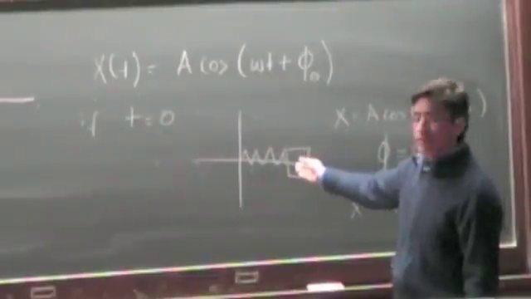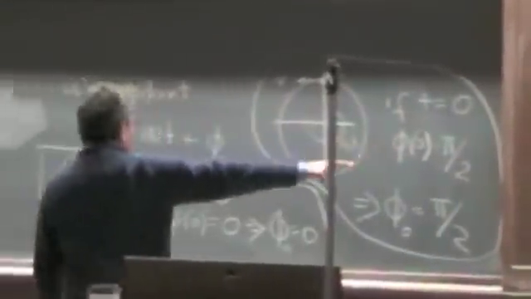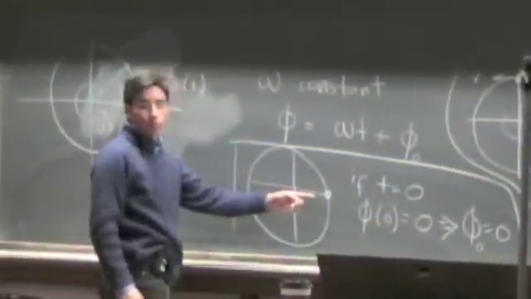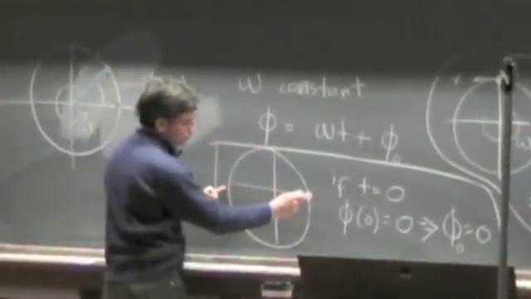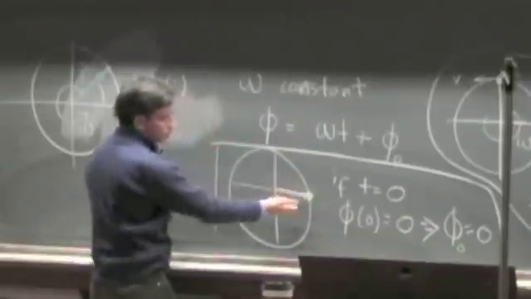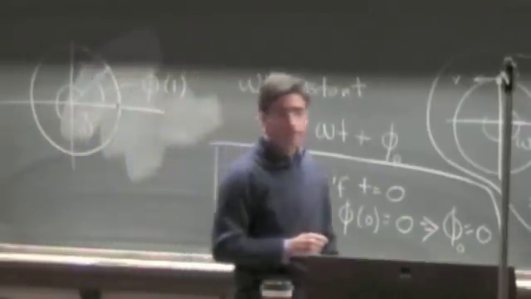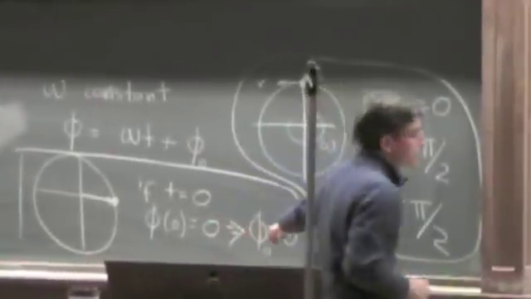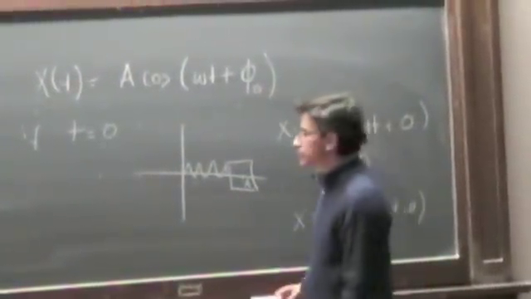But to answer immediately, look at the circular motion that corresponds to that. If at t equals 0, the oscillator was all the way to the right, the particle moving in circular motion that corresponds to that oscillatory motion is located here, right? And the position vector of that particle makes an initial angle of 0. So that tells you that the initial phase should be 0 to describe that initial condition.